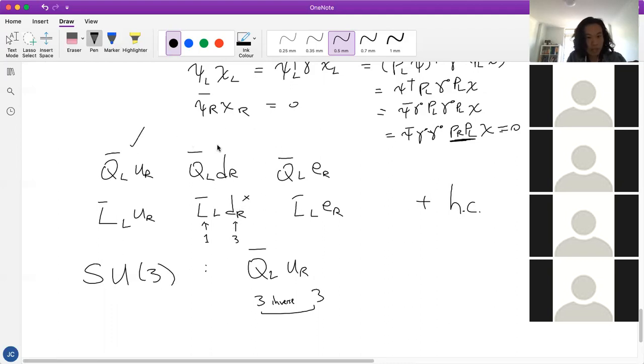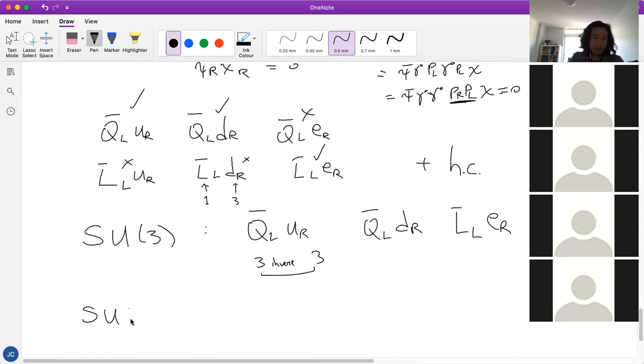So this one: inverse 3, forward 3, good. Inverse 3, singlet, no good. This one, they're both singlets, so that's actually good. Singlet, forward 3, no good. So we end up with only 3 that fit this description: QL bar DR, and then L bar L, ER. These are the only 3 that are invariant under SU3 symmetry.